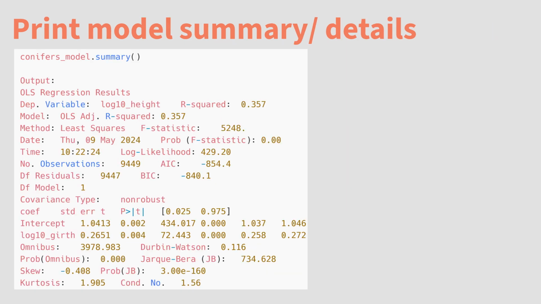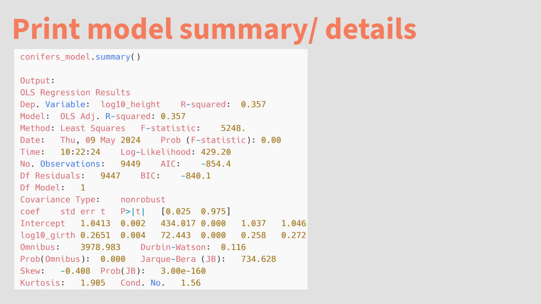For model objects, there is a method called summary. Calling summary prints several key details of the model. First, we see the dependent variable log10_height that was used in our model. We also see some metrics on the performance of the model such as r², the importance of which we will discuss in the model evaluation section later.